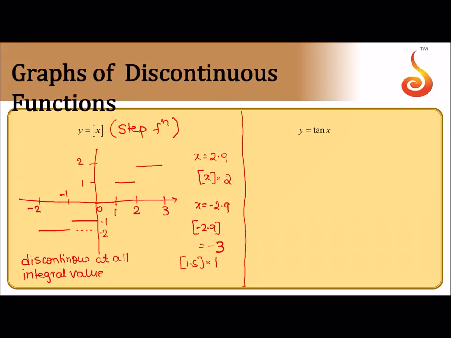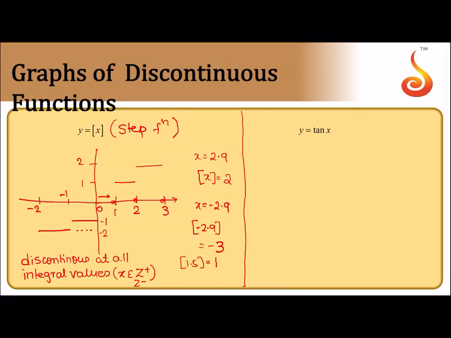Discontinuous at all integral values. So it is not a continuous function. You can write, the function is discontinuous where x belongs to the integers Z, both from the plus and minus sides. At 1 it is discontinuous, at 2 it is discontinuous, at 3 it is discontinuous.